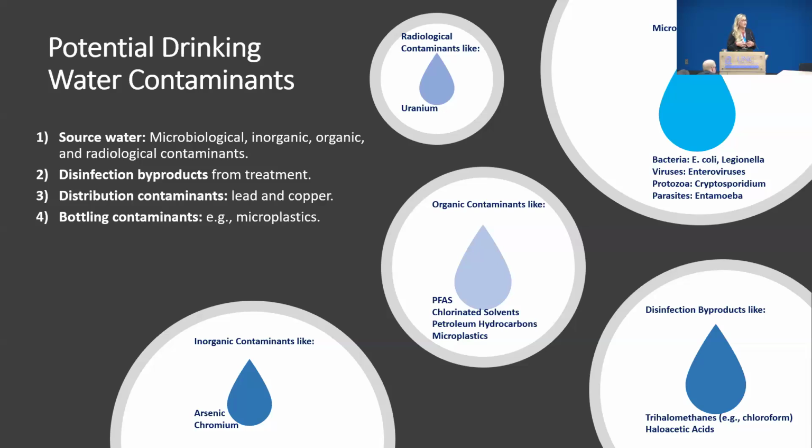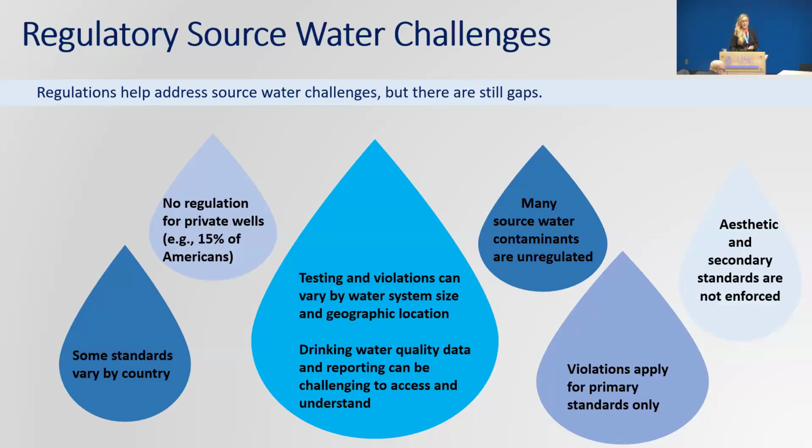Lastly, bottled water being more of a focus because of its use, and that includes microplastics, which Amari will be going over. So, despite having a lot of regulations in the United States and globally on drinking water, there are regulatory source challenges. And those include no regulation for private wells, with about 15% of Americans fitting that bill. The standards vary by country, which makes it challenging, even though these contaminants have the same health risks. And testing and violations can also vary by water system size and geographic location.